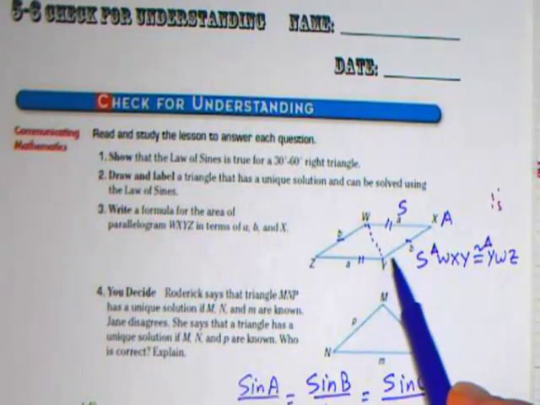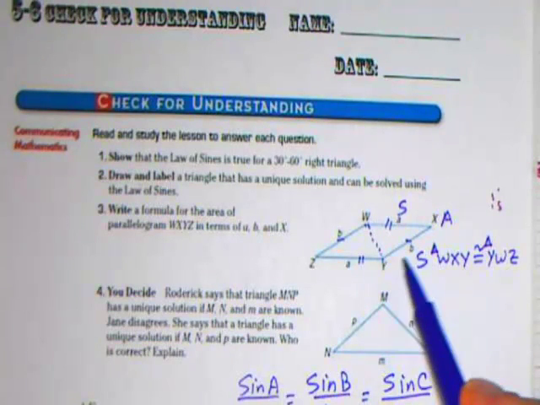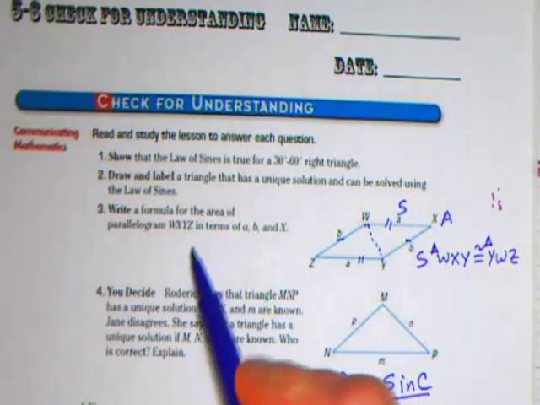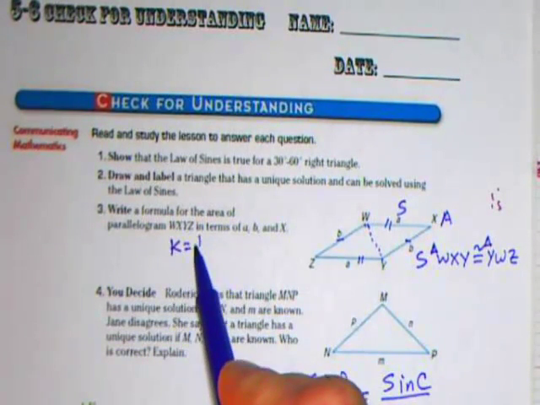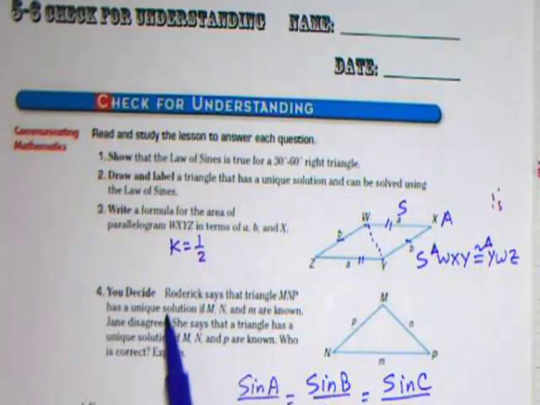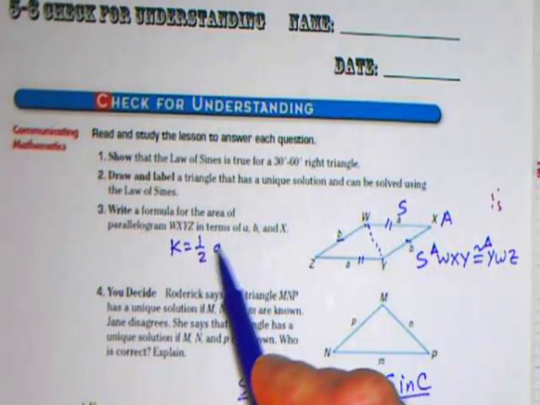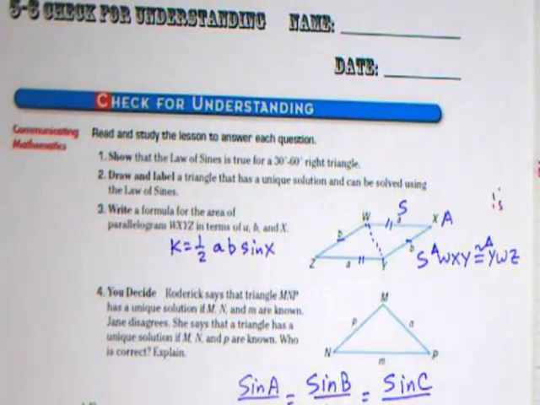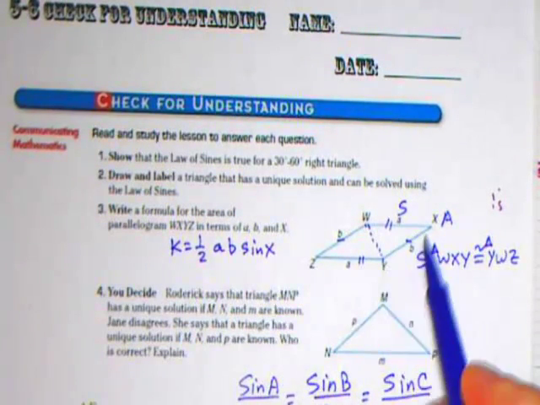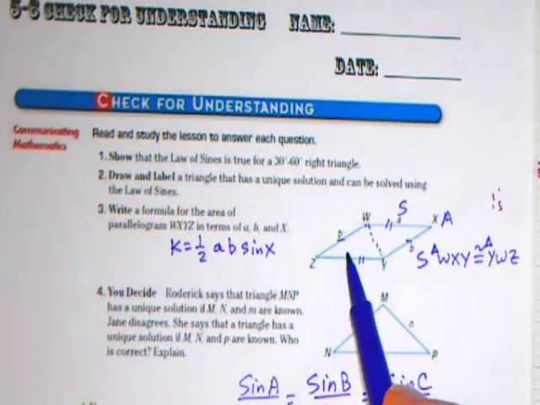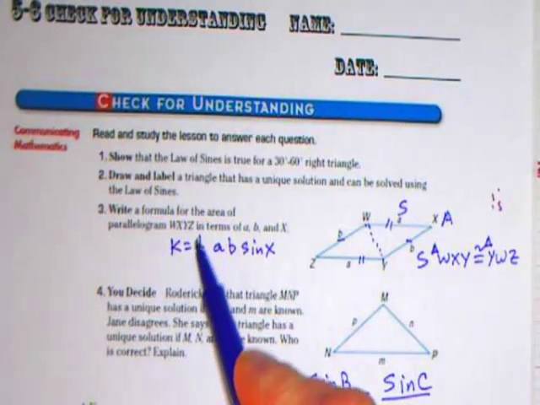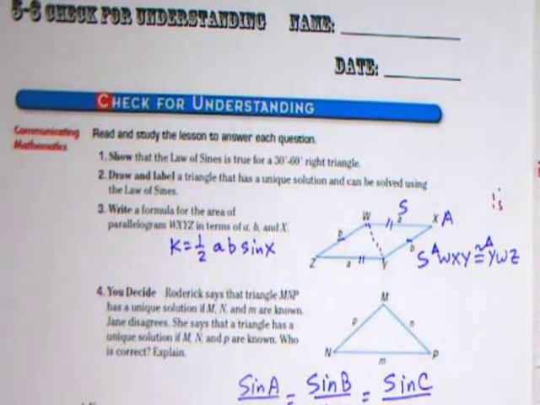So we can write the formula for this triangle using the formula where K is equal to 1/2 AB sine X. That would give us one part there. This other triangle has exactly the same area since it's a congruent triangle, so that basically cancels out the 1/2. So I'll leave that for you to finish.